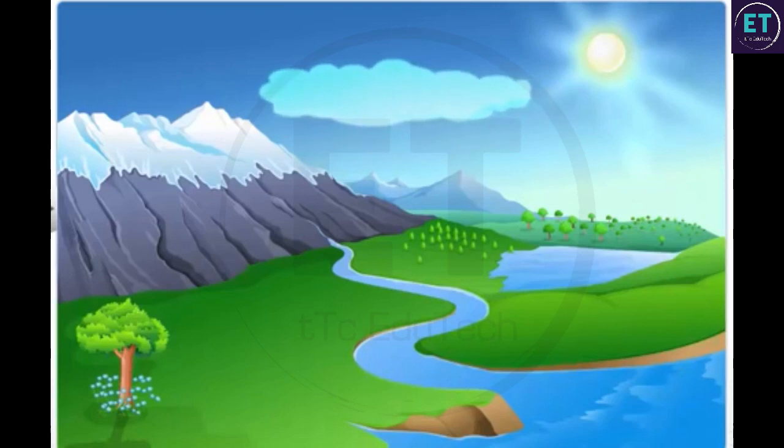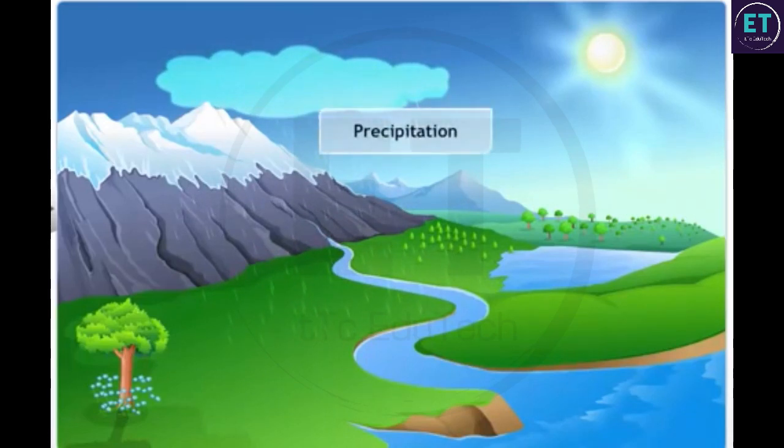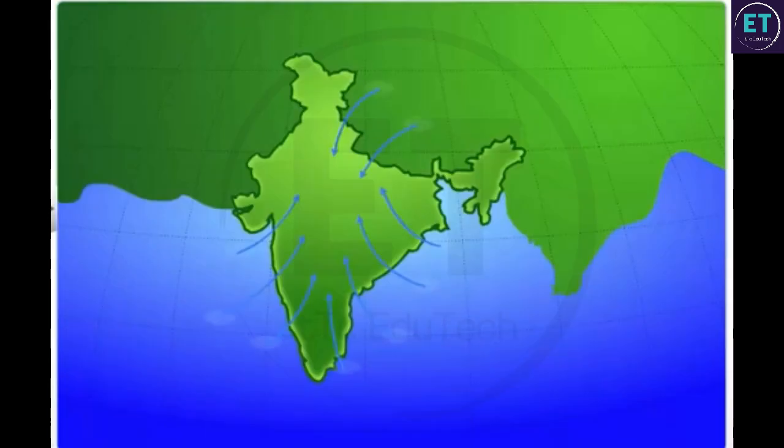When these droplets grow bigger, they fall down as rain. This process is called precipitation. When the temperature is low, precipitation may occur in the form of snow, sleet, or hail.